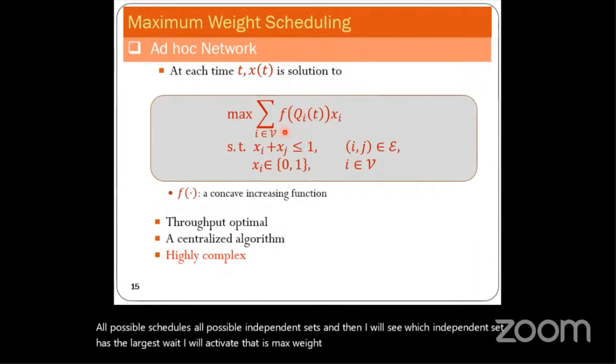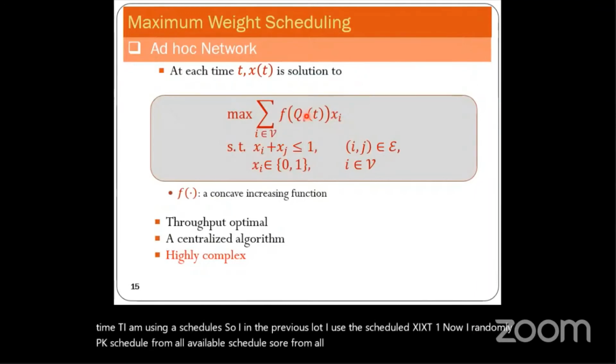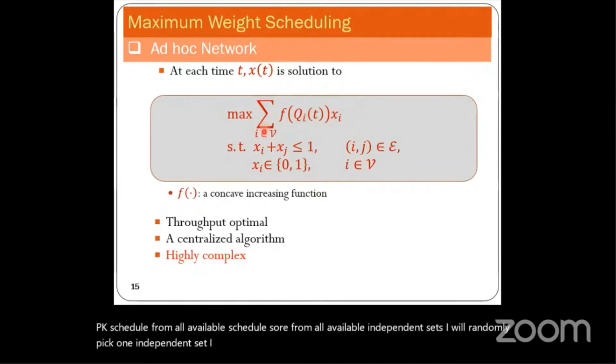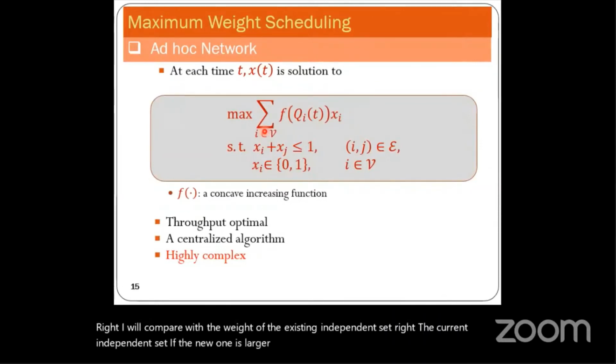Here is an alternate. Right now at time T, I'm using a schedule. So in the previous slot, I used the schedule xt minus 1. Now I randomly pick a schedule from all available schedules or from all available independent sets. I will randomly pick one independent set. I'll compute the weight of that independent set, right? I'll compare with the weight of the existing independent set, the current independent set. If the new one has larger weight, I'll use it. Otherwise, I continue to use the previous one.